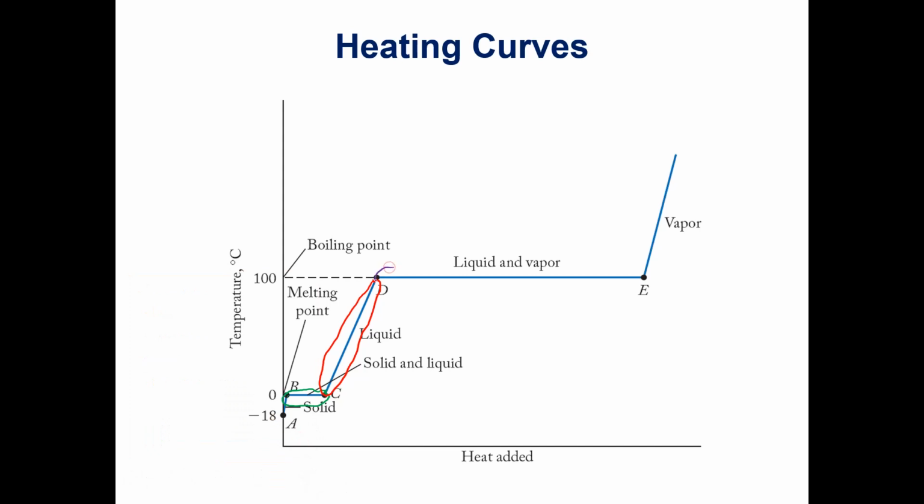Now all of our energy is going into turning this liquid into a vapor. So if you could theoretically measure the temperature of the vapor, what you would find is it's still at 100 degrees Celsius, because we haven't added enough energy to start increasing the temperature of that vapor. And then as we continue to add energy, we would increase the temperature of the vapor.